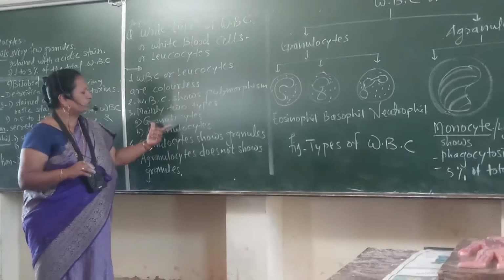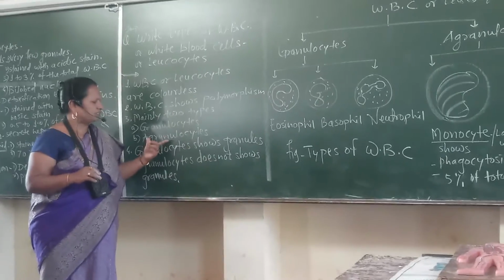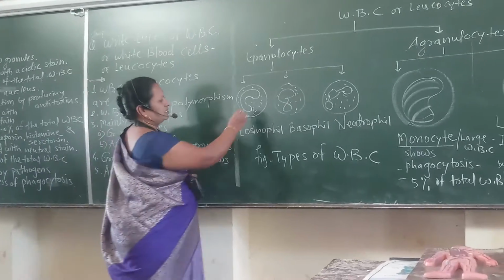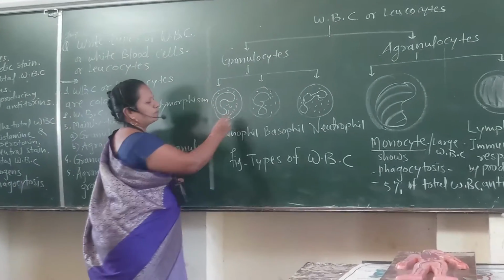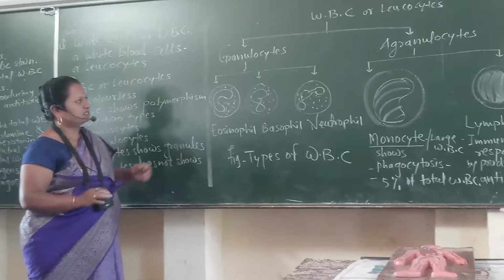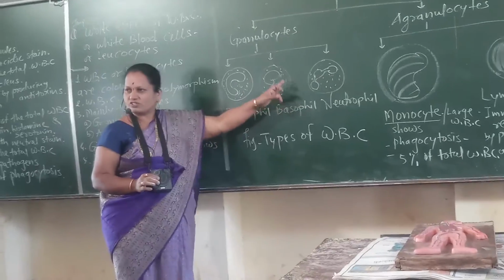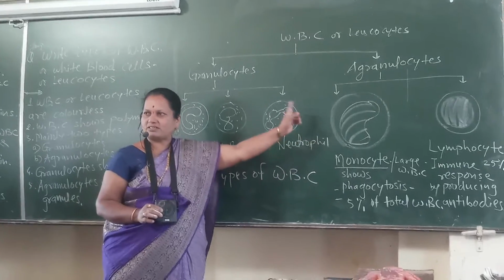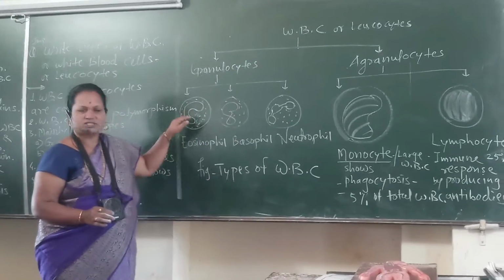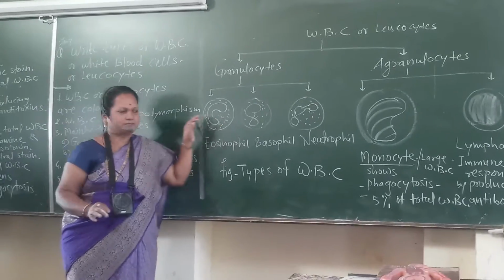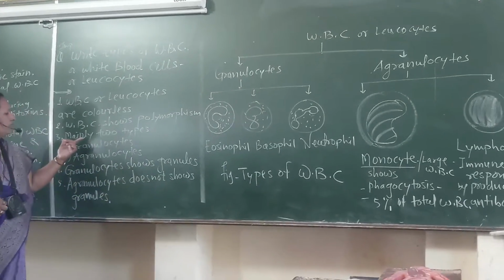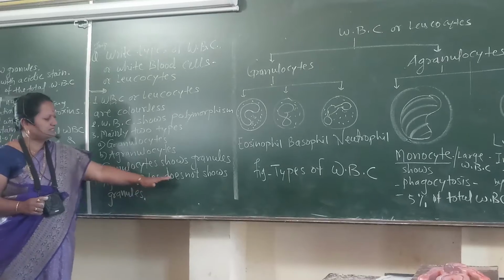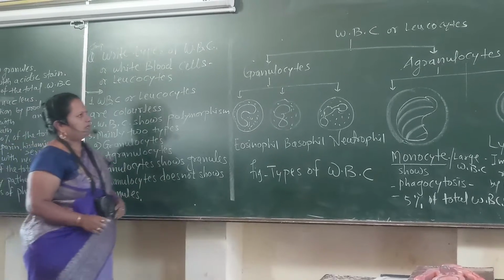Mainly divided into two types, granulocytes and agranulocytes. What is meant by granules? Granules are small molecules present inside the cell cytoplasm. These are called granules. The first three types consist of granules and the next two types do not consist of granules. Therefore they are called agranulocytes, and the first three are called granulocytes. Here, granulocytes show granules and agranulocytes do not show granules.